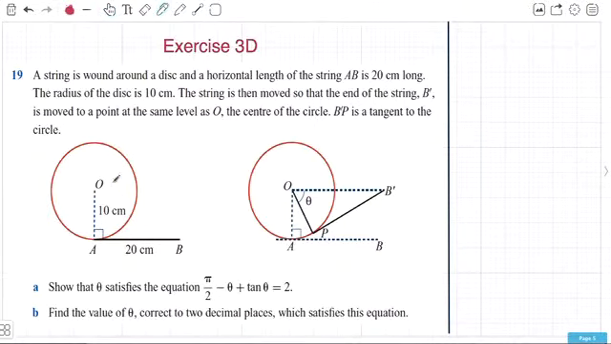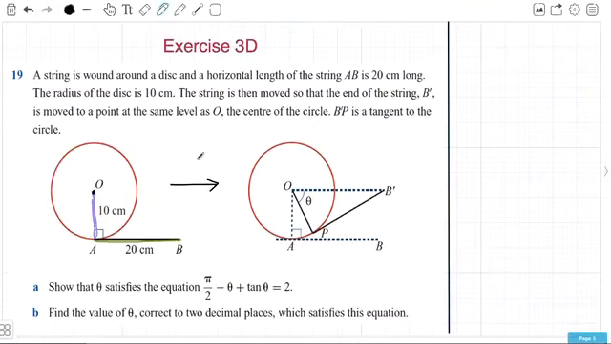So just looking at the picture here, I'll do this in green, that's the string, and it's between points A and B, it's 20 centimetres long. Now the radius of the disc is 10 centimetres, so I'll do that in a different colour, purple. So you've got this radius here of 10 centimetres. The string is then moved, so the end of the string is moved to a point at the same level as O, which is the centre. So the centre there of the circle is O.